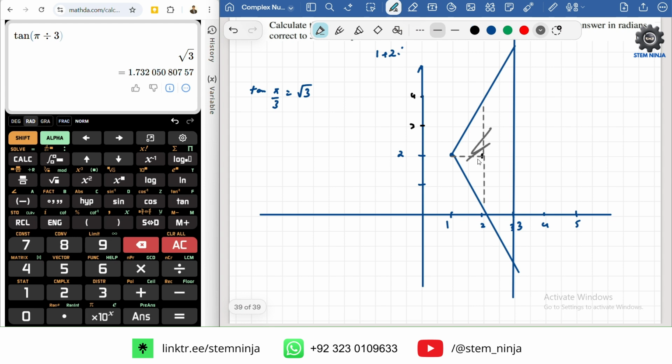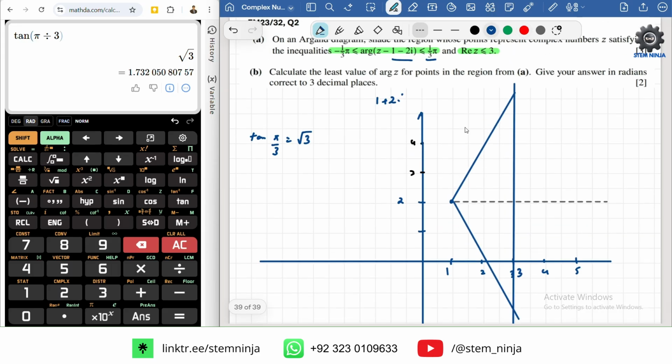So we can erase this now. You can keep this one if you'd like. Right, so you can mark out this point. This is your pi by 3. And this is minus pi by 3. This is your point 1 plus 2i. And this is our line. Real z equals to 3.